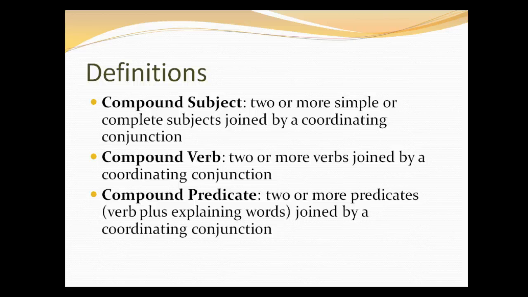Compound subject is two or more simple or complete subjects joined by a coordinating conjunction. Compound verb, two or more verbs joined by a coordinating conjunction. Compound predicate, two or more predicates. By this we mean a verb plus its explaining words joined by a coordinating conjunction. You can see whenever you use the word compound as part of another term, typically it means there's a coordinating conjunction joining them and they serve the purpose. A compound subject is two subjects doing the job of a subject, but they're just simply joined by fanboys.